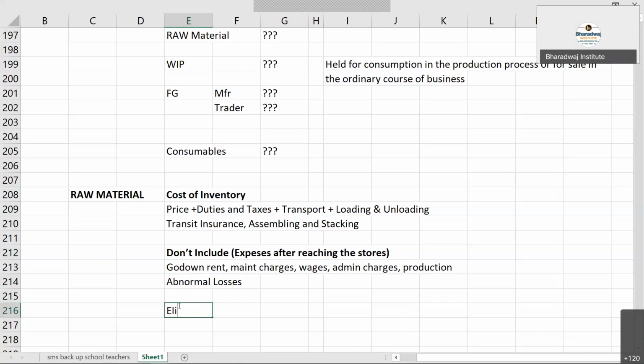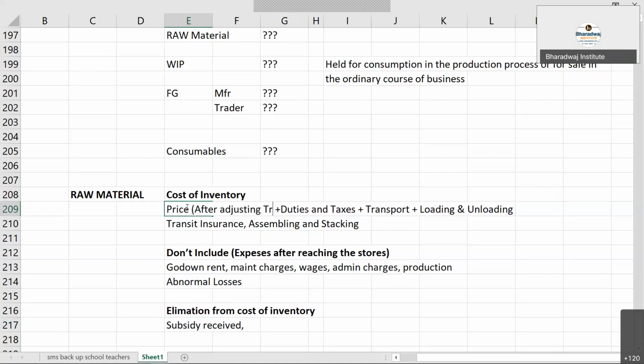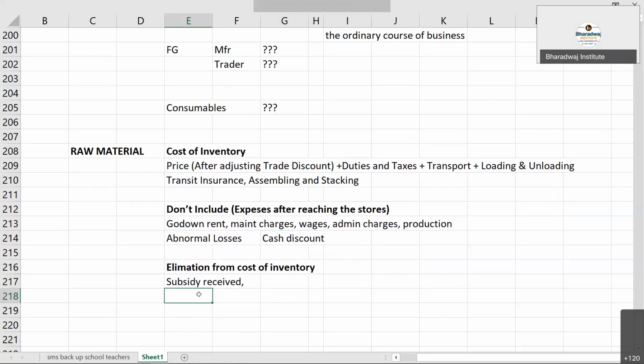Then, elimination from the cost of inventory. Sometimes the government may give some subsidy. Subsidies received from government. Trade discount, of course. Prices after adjusting the trade discount only. Okay, cash discount should not be considered because cash discount is not given for purchase. Subsidy receipt we'll eliminate.